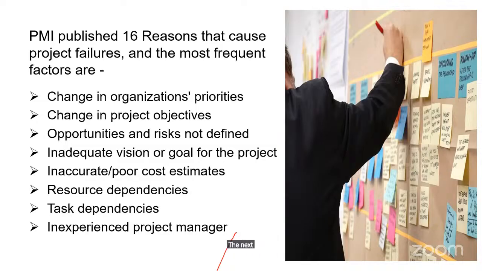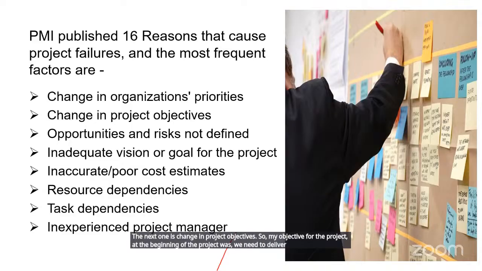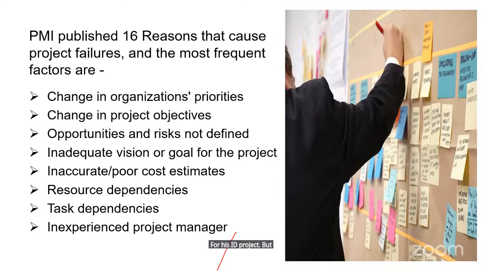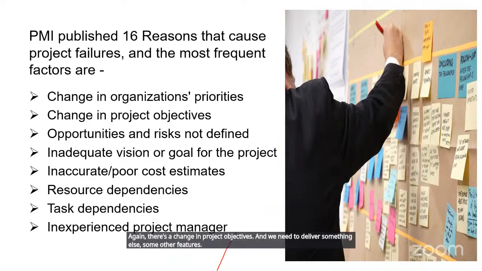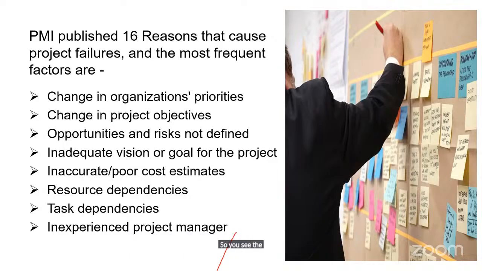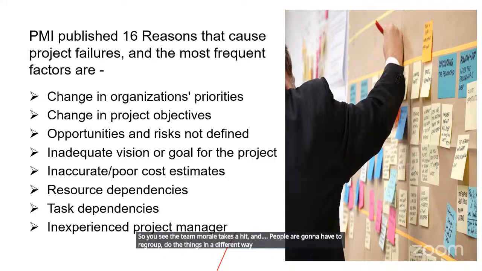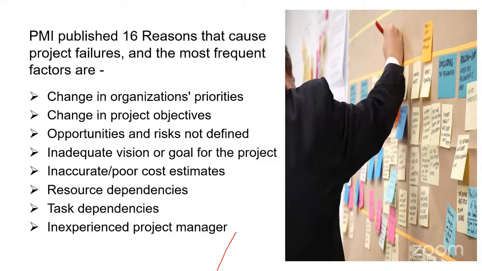The next one is change in project objectives. My objective at the beginning of the project was we need to deliver these features for this IT project. But later down the life cycle of the project, again there is a change in project objectives and we need to deliver something else, some other features. So you see the team morale takes a hit and people again have to regroup, do the things in a different way. So this is a difficulty that we need to manage. So there is a change in project objectives which we need to manage carefully.